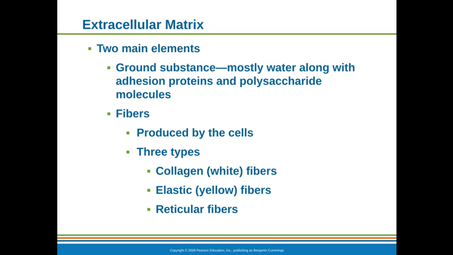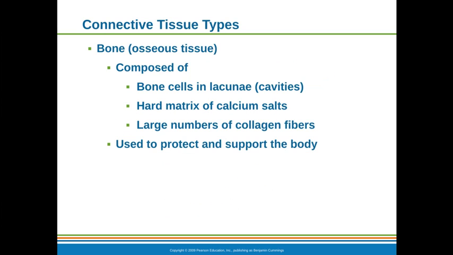Now, within the extracellular matrix, we have two main elements. We have the ground substance, it's mainly water, some adhesion proteins, some polysaccharide molecules, and then the fibers that are produced. These are produced by the cells themselves. We have three types: collagen, elastic, and reticular. We'll talk about those in detail in just a second.